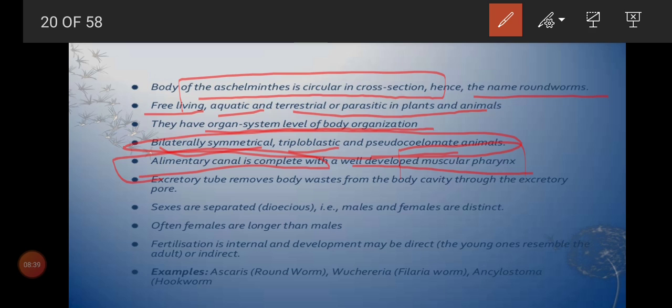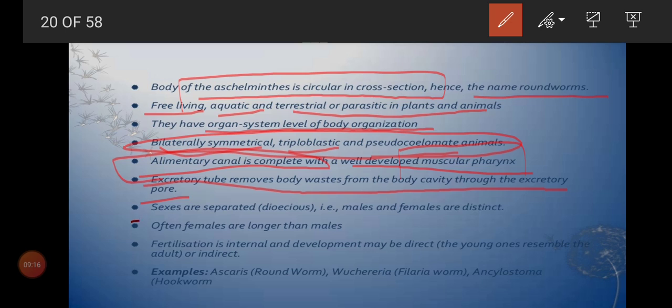Now we are saying organ system has started, which means we can see some organs. Differentiation of organs can be seen in these kinds of groups. So the pharynx can be seen well developed and muscular in the aschelminthes group. And here the excretory tube removes body waste from the body cavity through the excretory pore. The excretory system is just a very thin tube, through which excretory waste is sent out through the excretory pore.